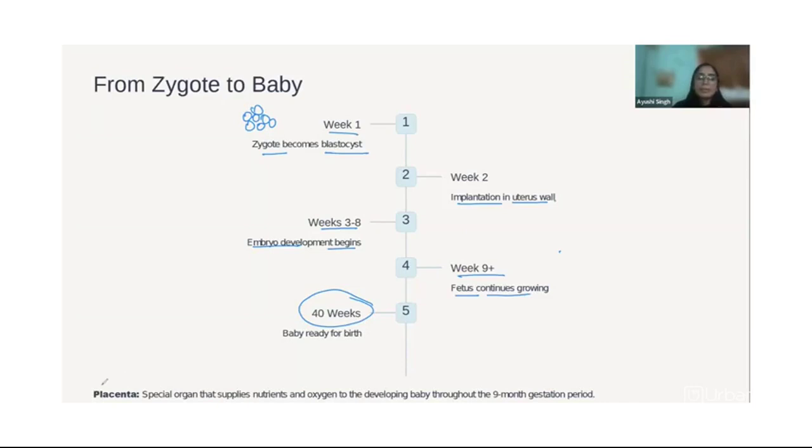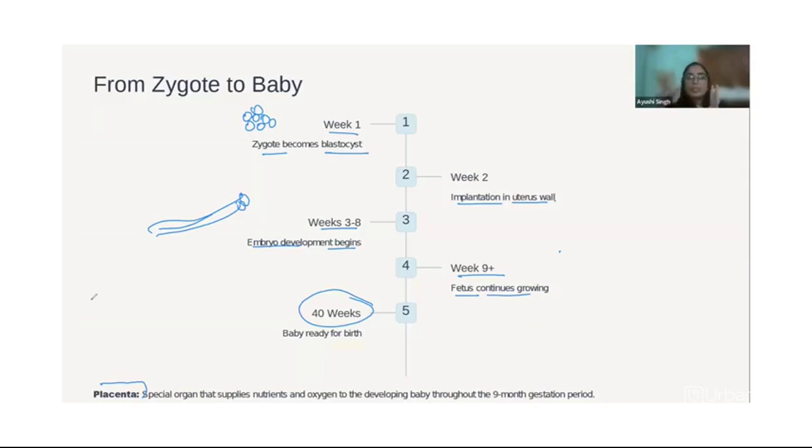Now there is one special structure, that is the placenta. You might have heard about it. This is a very special organ that connects the body of the mother with the body of the baby. Now the umbilical cord is something else. The umbilical cord is attached to the baby and the placenta. But the placenta is where the supply of all the food, the nutrients, the oxygen takes place.